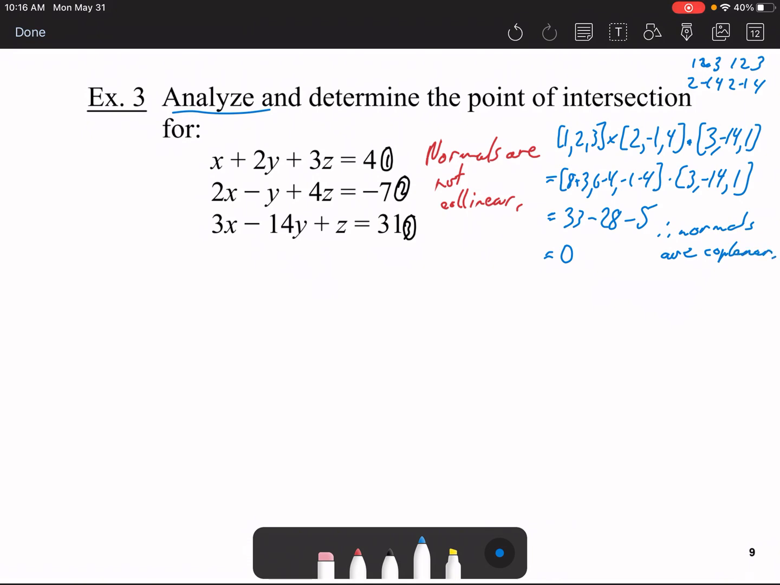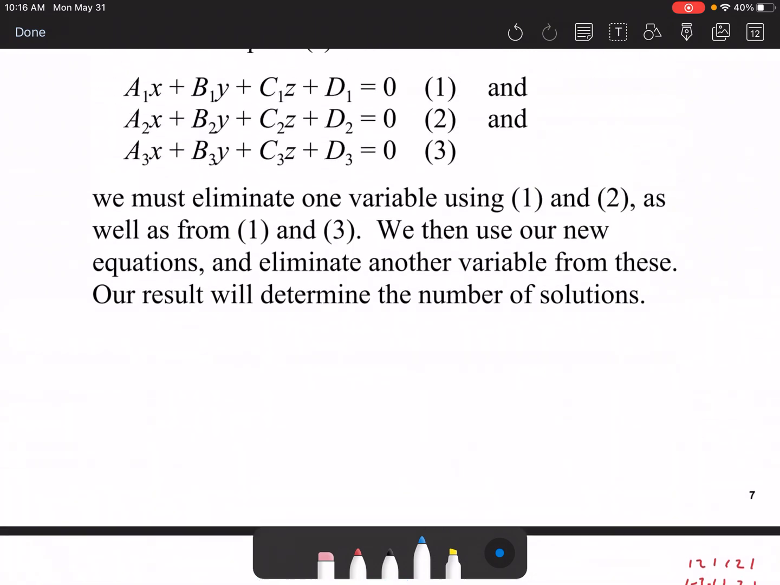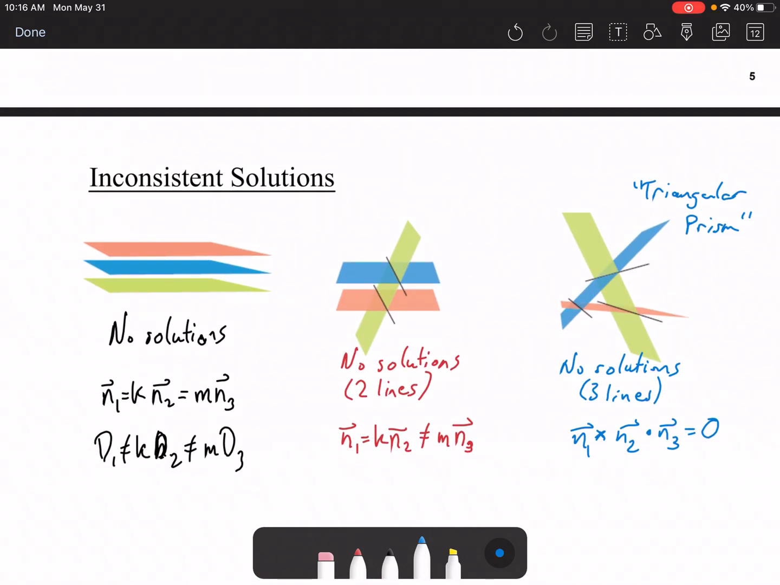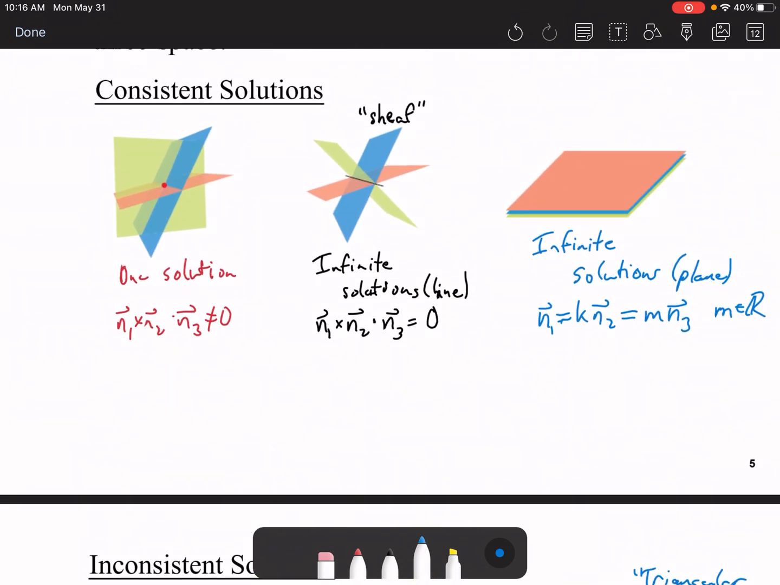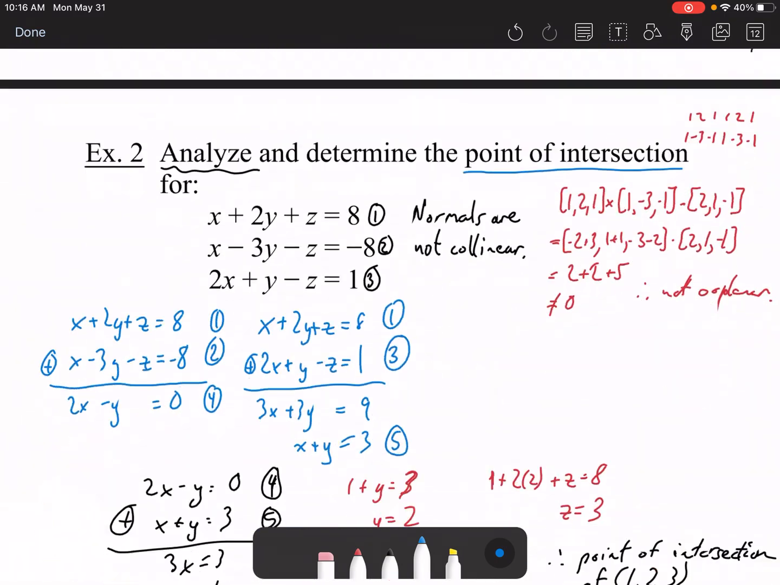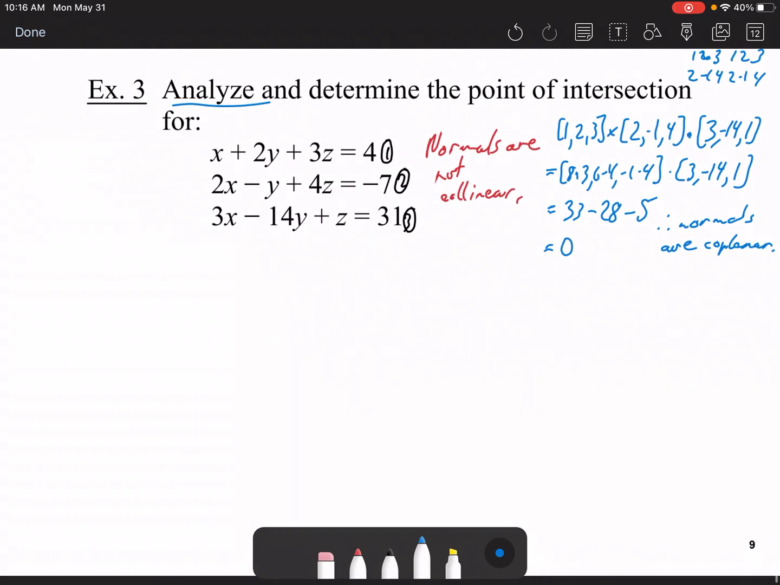So to show you again, I'm going to scroll back a bit. Coplanar could be a triangular prism right here, or it could be a sheaf of planes. So we're just going to verify what type. See if there's any solution. So again, I'm going to eliminate some variable. In this case, I'd like to eliminate the variable x. I think it might be easier.